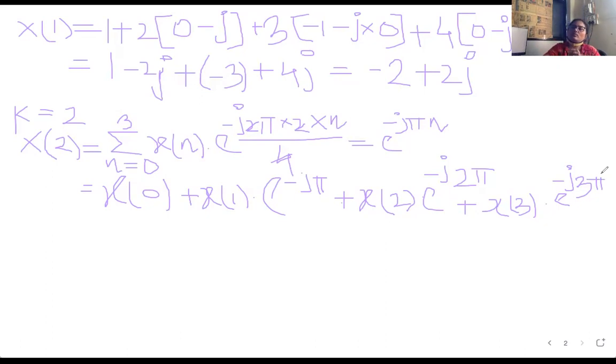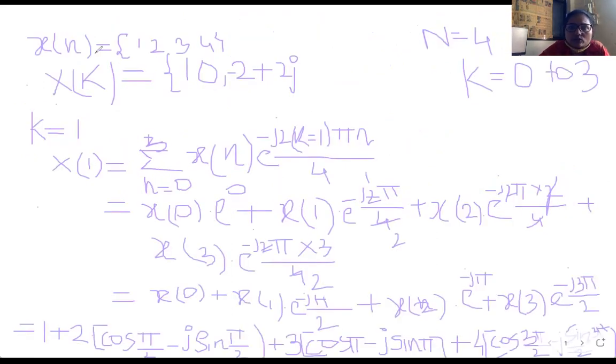So x of 0 plus x of 1 e raised to minus j pi plus x of 2 e raised to minus j 2 pi plus x of 3 into e raised to minus j 3 pi. So these are my values. Now I'm going to substitute here. What is the value of x of 0? x of 0 is 1, x of 1 is 2, x of 2 is 3, and x of 3 is 4.